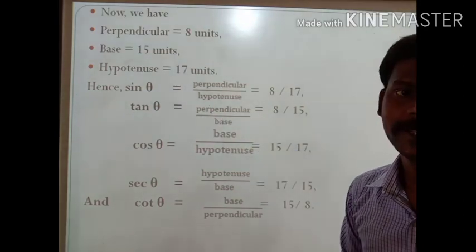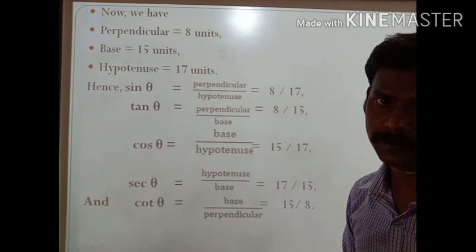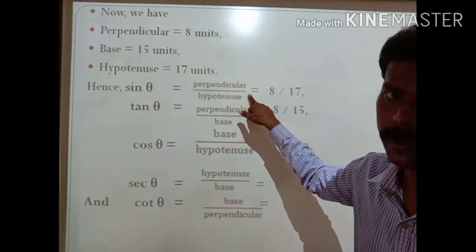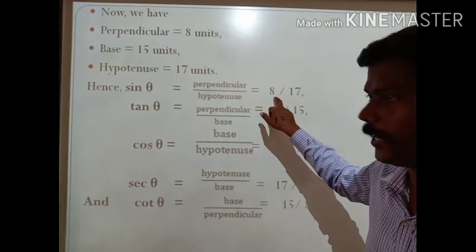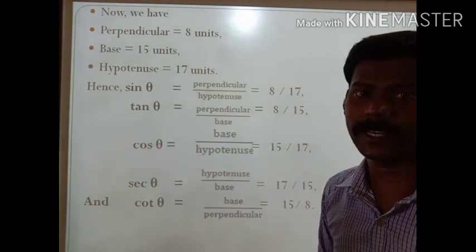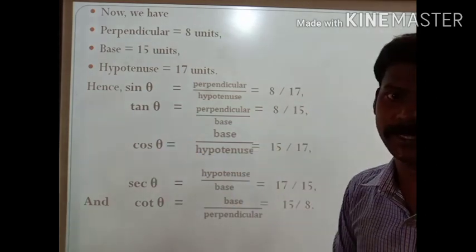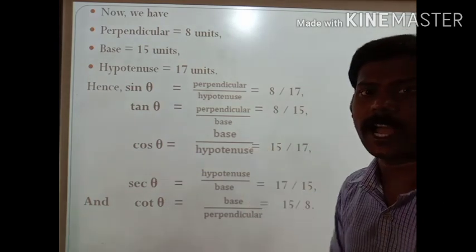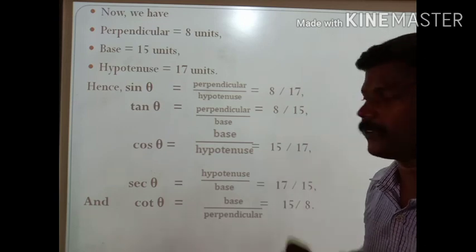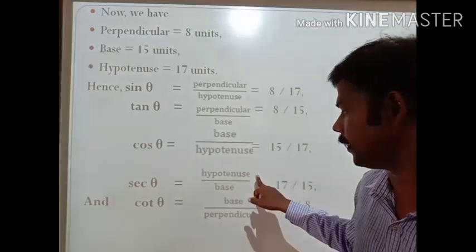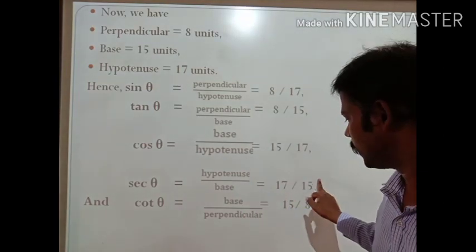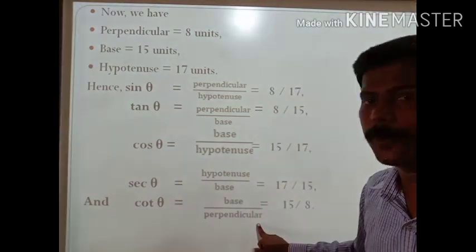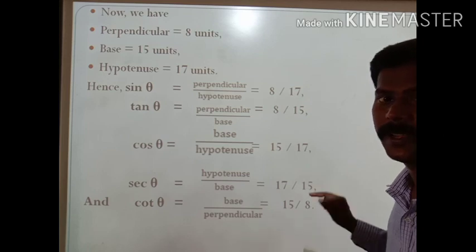Now substitute to find the remaining trigonometric ratios. You must remember the formulas. Sin theta meaning what? Perpendicular by hypotenuse is equal to 8 by 17. What is tan theta? Perpendicular by base is equal to 8 by 15. What is cos theta? Base by hypotenuse is equal to 15 by 17. Secant theta, what is the meaning? Hypotenuse by base is equal to 17 by 15. And finally cot theta meaning what? Base by perpendicular is equal to 15 by 8.